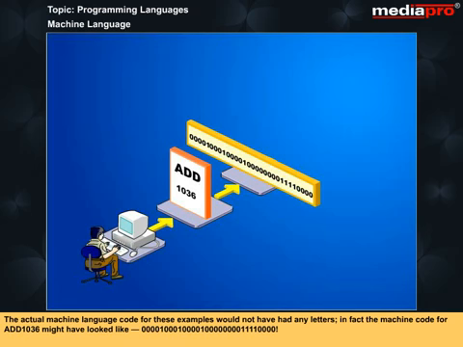In fact, the machine code for add 1036 might have looked like this: 00001, 0001, 00001, 00001, 000, 0011111, 0000.